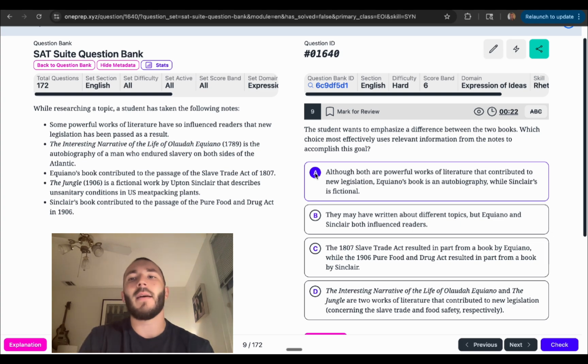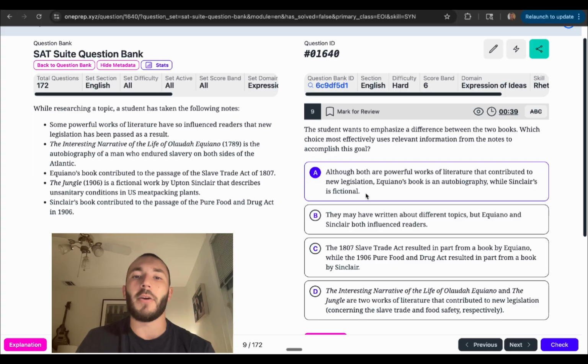So A, okay, if this was like an easy or a medium, A would basically always be the right answer. Sometimes with the hard ones, they give you multiple things that could be correct, and then you have to check in the notes to see which one's actually factual based on the notes. So let's see if that's the case here.